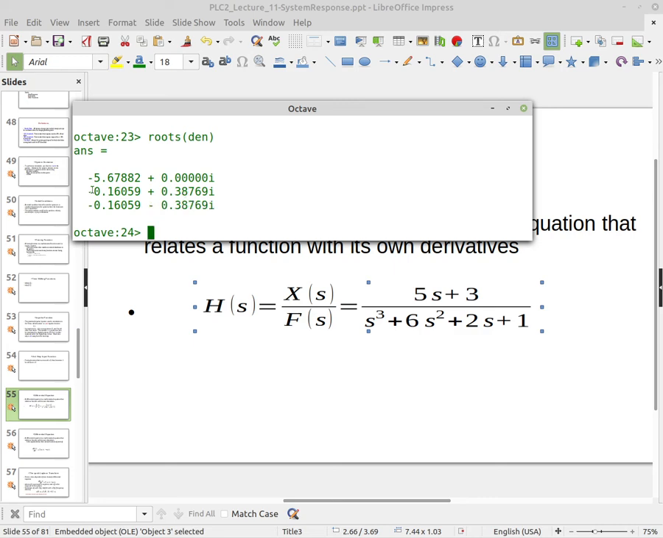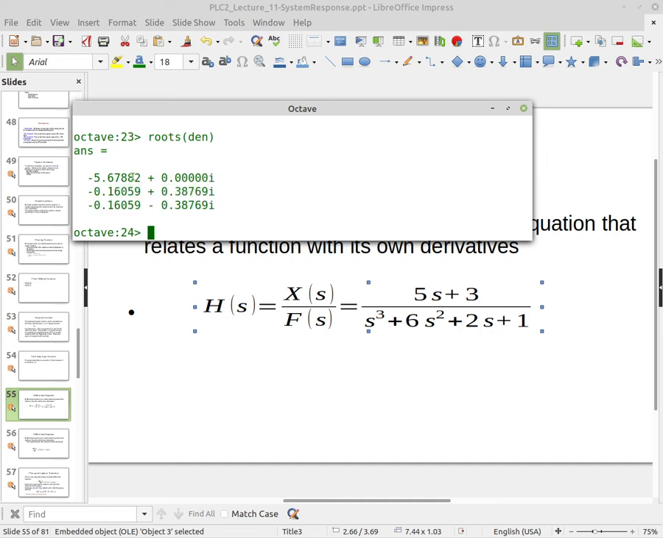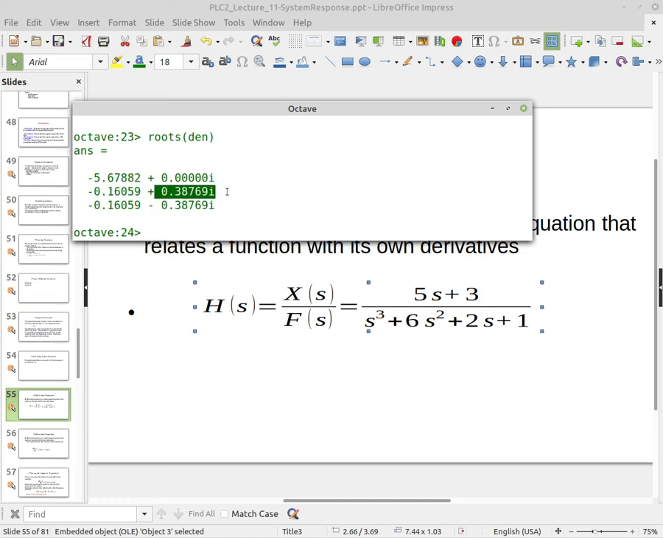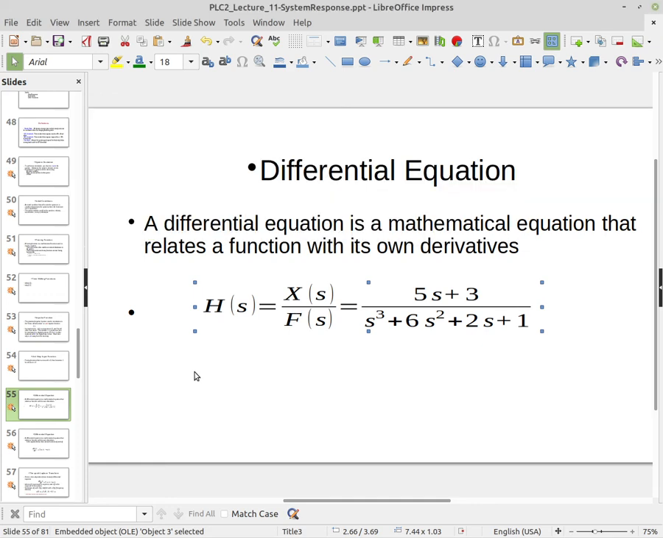All right, so notice that these two poles are exactly the same. Notice that their magnitude is smaller than the magnitude of this pole. So these guys are actually going to dominate, and since they do have an imaginary part, they're going to oscillate. So this is going to be an oscillating system.